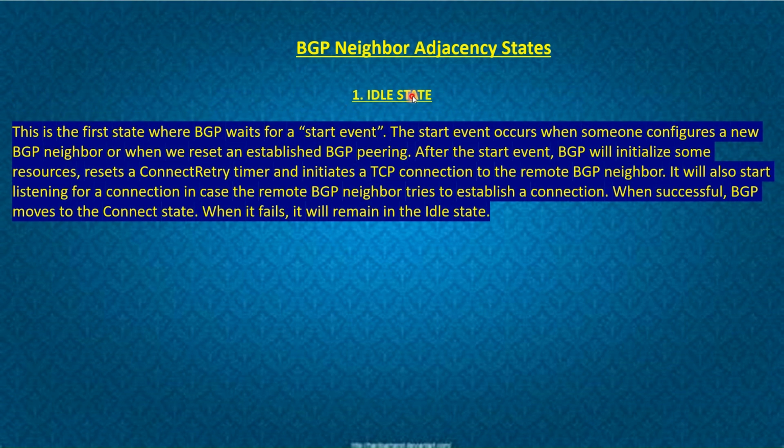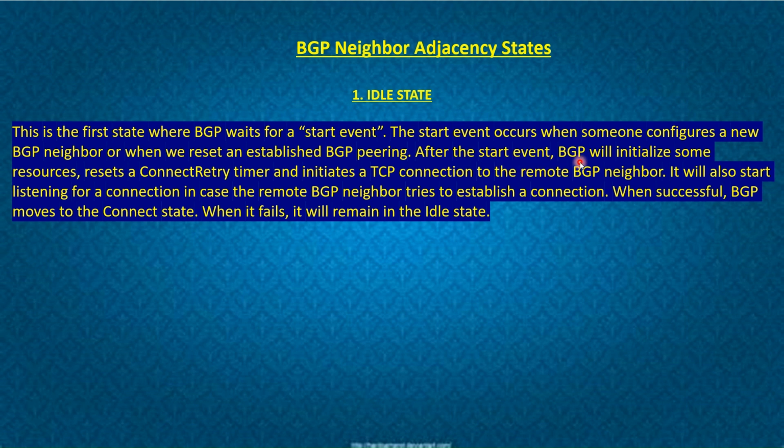The very first state in BGP is the idle state. This is the state where BGP waits for the start event. The start event occurs when someone configures a new BGP neighbor, or when we reset and re-establish BGP peering.